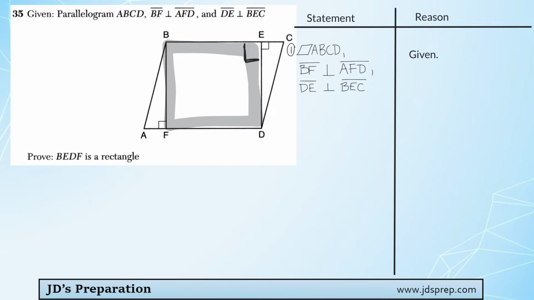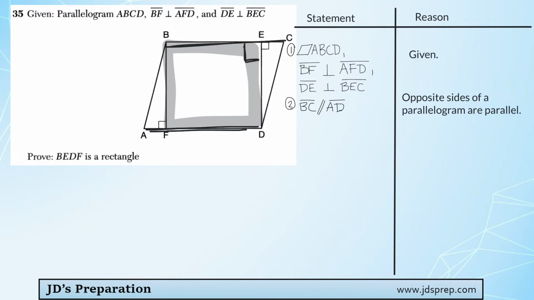Well, we need to show that each opposite sides are parallel. We can start by stating that BC and AD, these lines here, are parallel. And we know that's the case because they're opposite sides of a parallelogram. After that's been said, we can next say that the lines from B to E and F to D are also parallel because they're part of the same line.